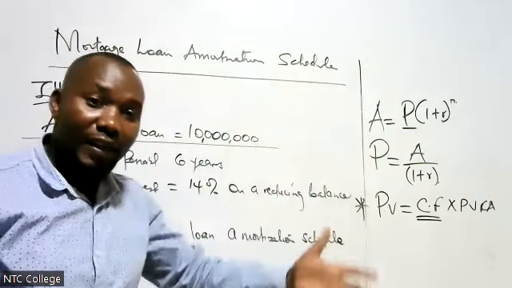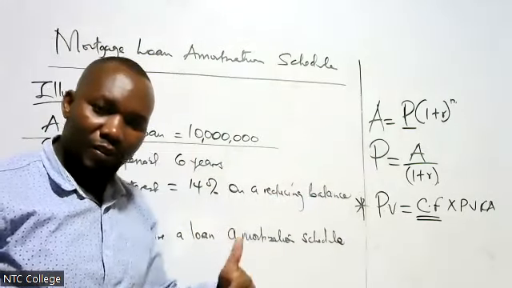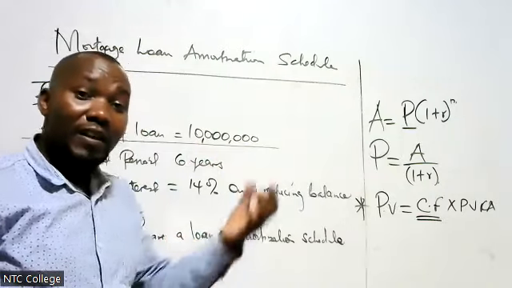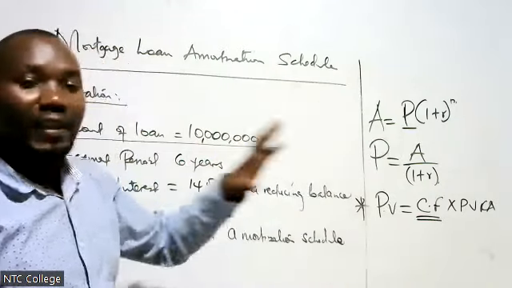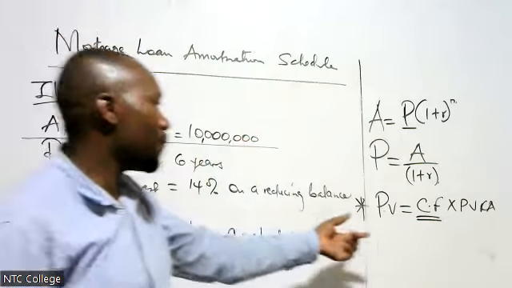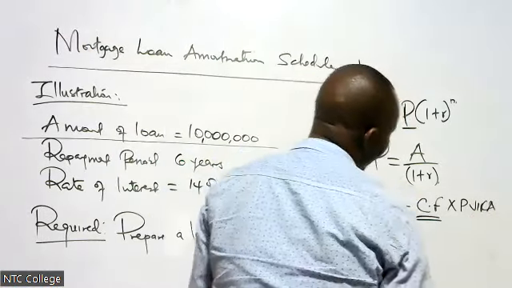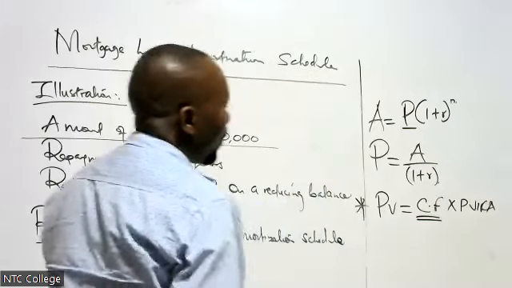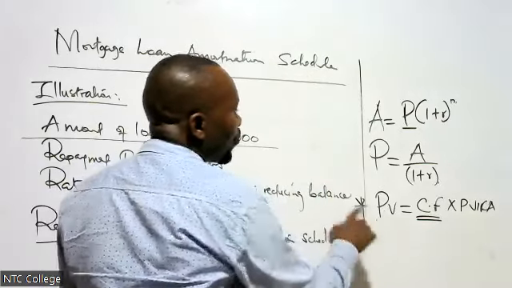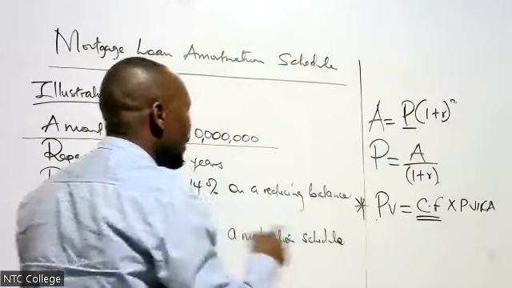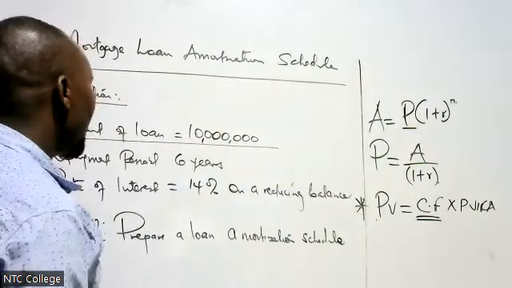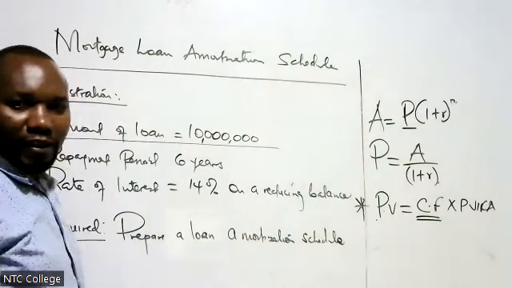To you, you pay it, but to the bank, they are receiving it. So it is installment to you, it is cash flow to them. It is regular, the same. So therefore, we are having PV. Now, that one will help you know the total amount at the end of 6 years at a certain rate that you are going to be given.